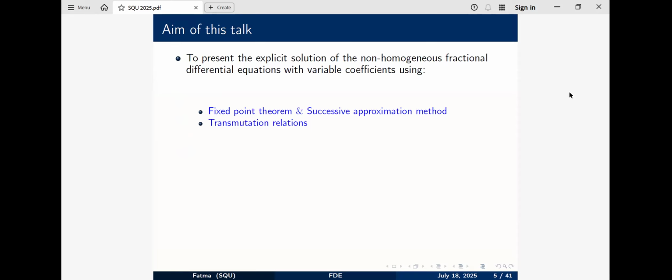The aim of this talk is to present an explicit solution for a non-homogeneous fractional differential equation with variable coefficients. I will consider two equations. The first is a non-homogeneous equation involving the Erdélyi-Kober derivative with continuous variable coefficients. For the second problem, I will consider a non-homogeneous fractional differential equation involving a weighted fractional derivative with respect to a function. For the first problem, I will use the fixed point theorem and the successive approximation method. For the second problem, I will use a transmutation relation.